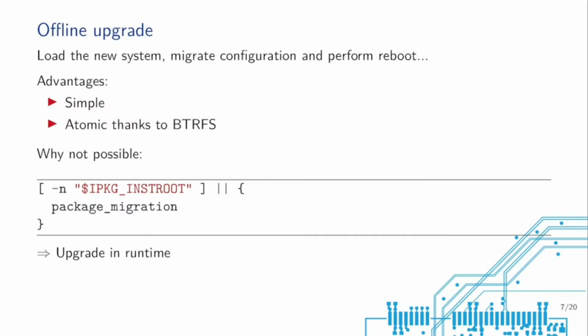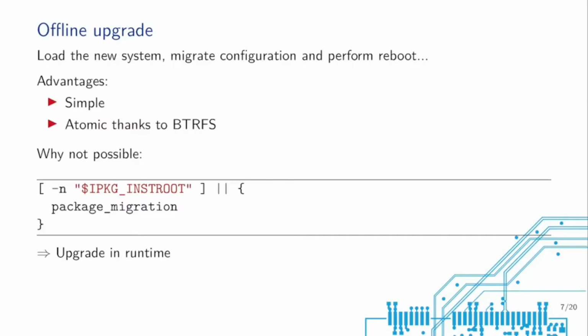But why that's not possible is this little piece of the code that is practically in every package that is free in OpenWRT. This piece of the code checks if the current installation root is actually something specific or if it's not specified. When it's not specified, it is the current root. So basically what this tells is that package migration is executed only if we are running on the online system, the system that we are running right now.